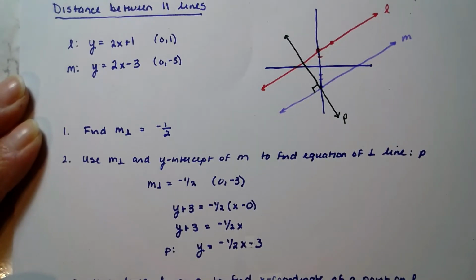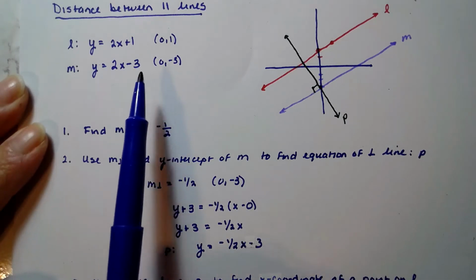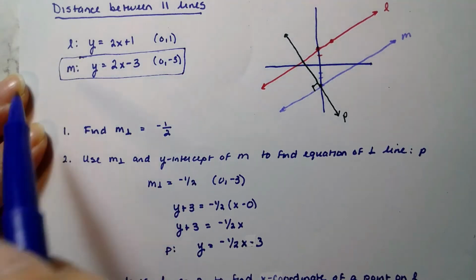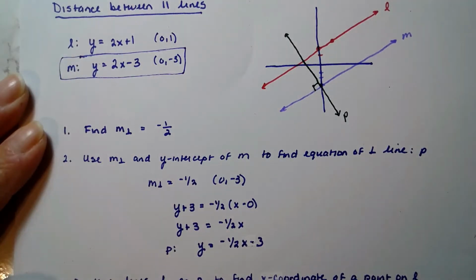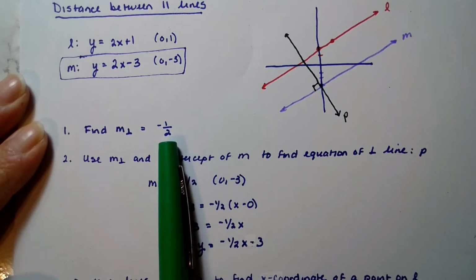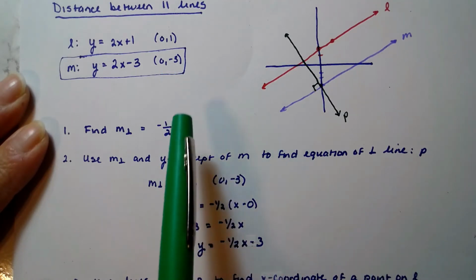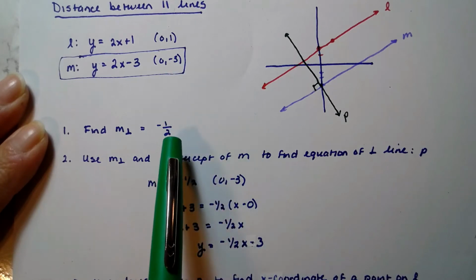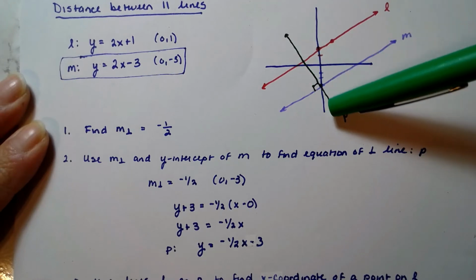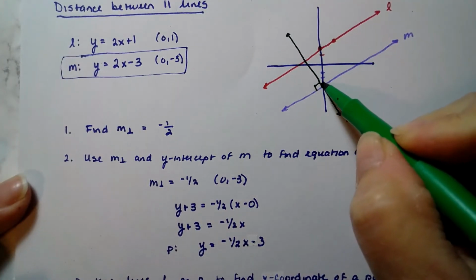There we go. Okay, so anyway, what I did was I started with this one here first. So this is the line I'm using first, line M. Okay, you could use line L, it doesn't matter. I find the slope perpendicular to this line, which is -1/2, and I'm going to use the y-intercept from this line. And what I'm going to do is use the point and the slope in point slope formula to find the equation of the line perpendicular. So I'm using this y-intercept 0, -3 right here.